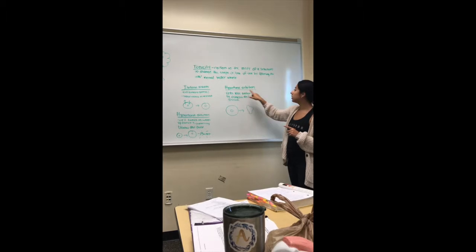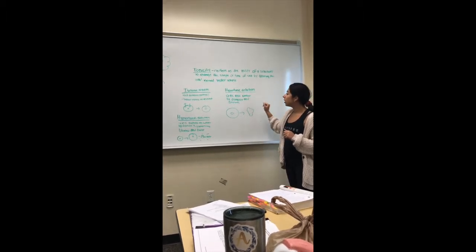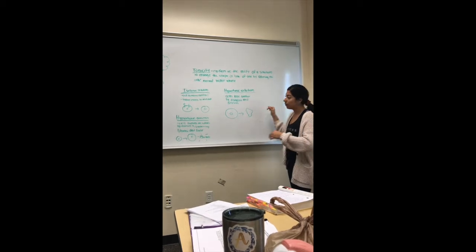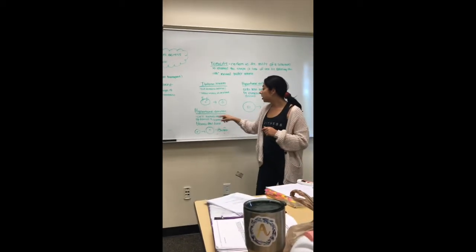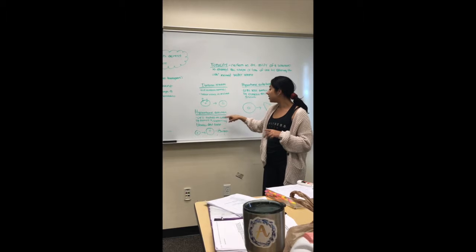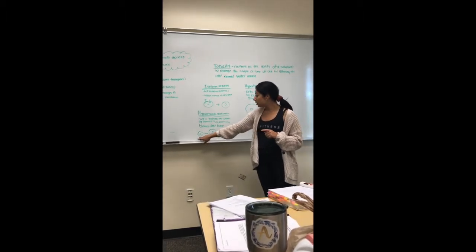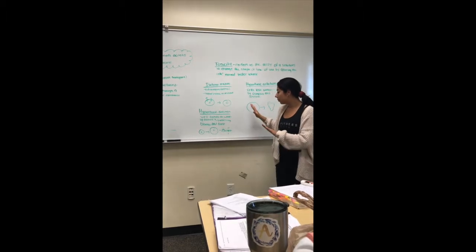Then you have a hypertonic solution, in which the cell loses water by osmosis and shrinks. You can see the cell here and then it shrivels up. And you have a hypotonic solution, where the cell takes on water by osmosis, becoming bloated and bursting. So here you have the smaller cell, it gets bloated and then it bursts.